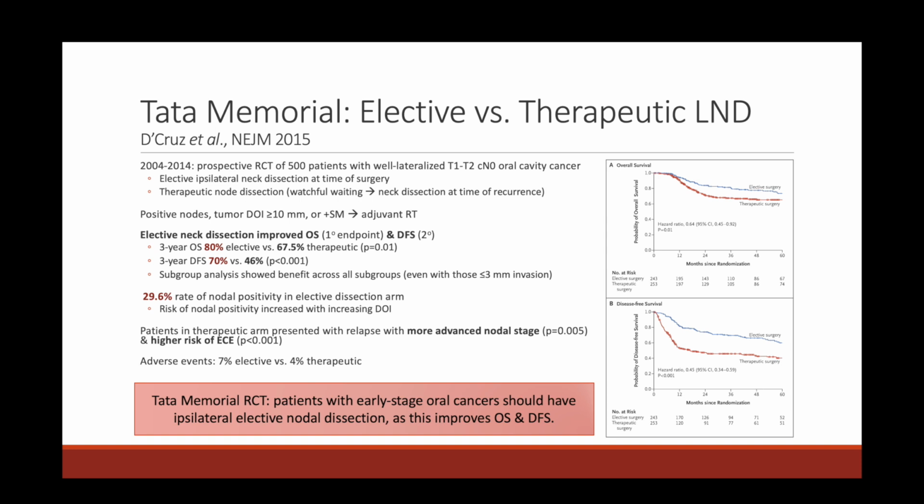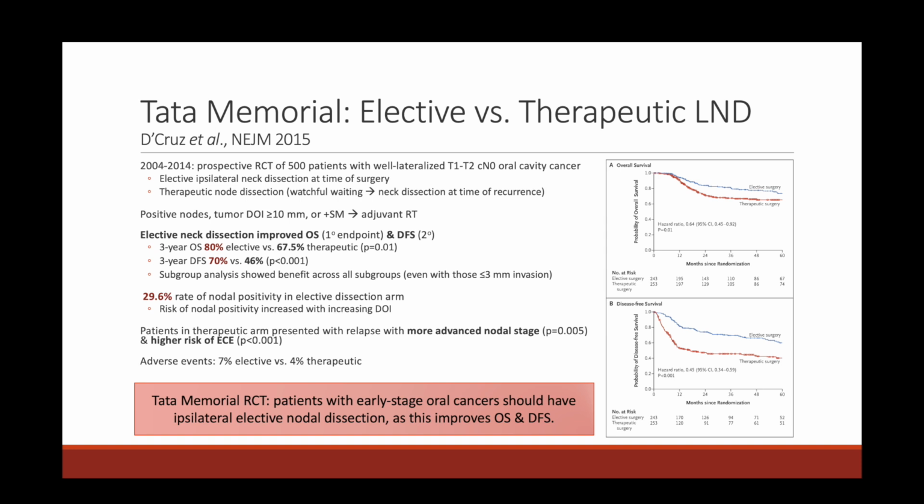So over a 10% difference in survival. And the 3-year disease-free survival improved by about 25%. So it went from 46% with the therapeutic approach up to 70% with the elective dissection approach. And on subgroup analysis, they found a benefit to elective neck dissection across all subgroups, even in patients that had minimal invasion less than or equal to 3 millimeters.